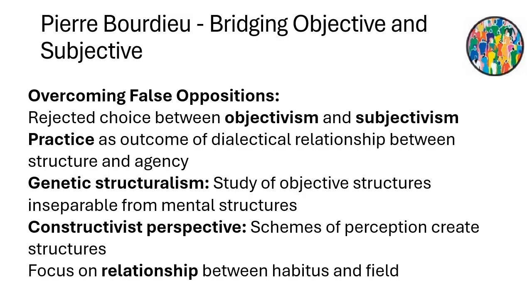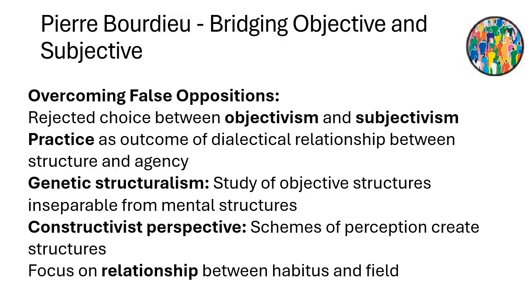Bourdieu sought to overcome what he saw as the false opposition between objectivism and subjectivism in social theory. Rather than choosing between structural determination and individual freedom, Bourdieu focuses on practice as the outcome of a dialectical relationship between structure and agency. His approach, which he calls genetic structuralism, involves studying objective structures that cannot be separated from the mental structures people use to perceive and construct the social world. This constructivist perspective shows how schemes of perception both reflect and create social structures.